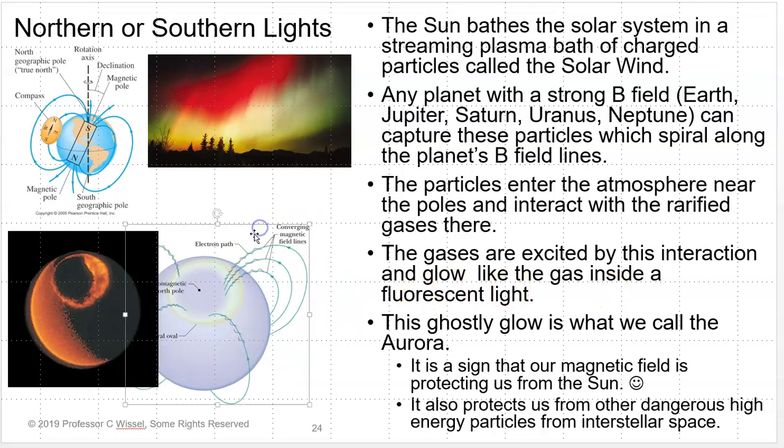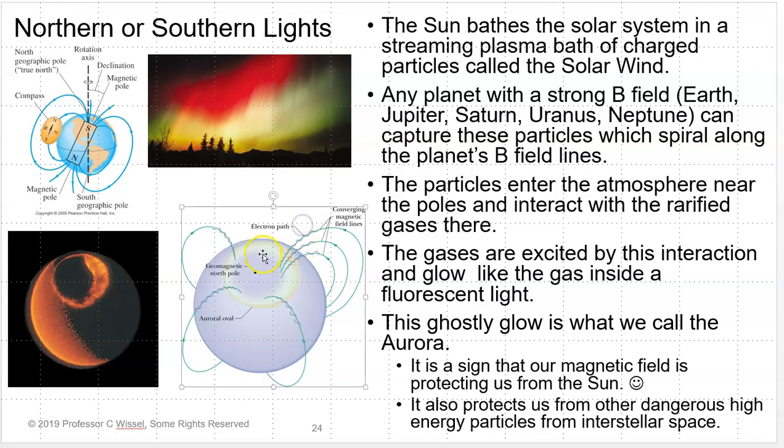So here they are trapped in the magnetic field lines, and they enter where the magnetic field lines enter and leave the poles. And that causes the gases up in the upper atmosphere to get excited and glow. This ghostly glow is what we call the aurora. It is a sign that our magnetic field is protecting us from the sun.